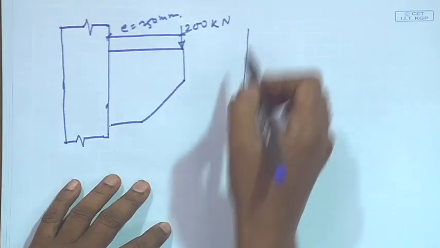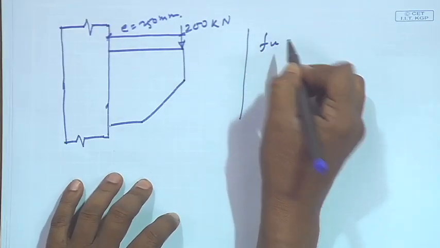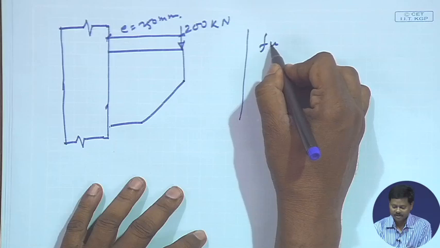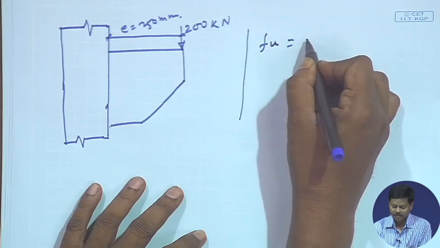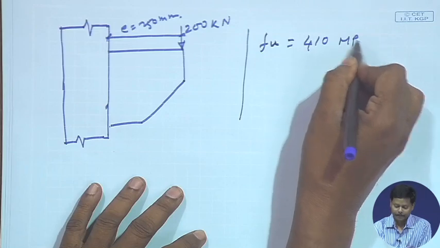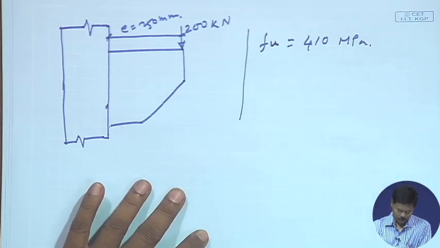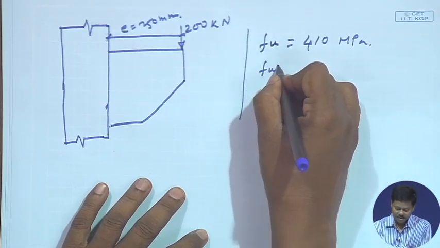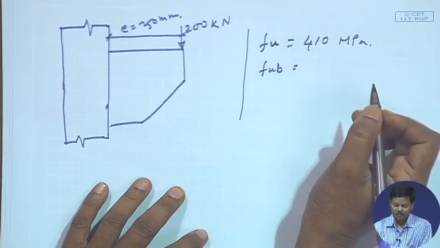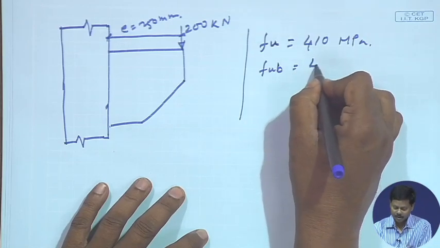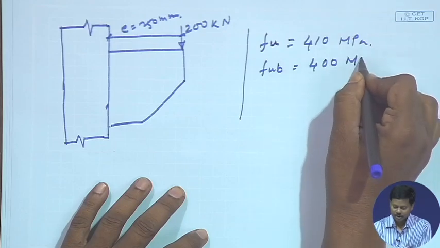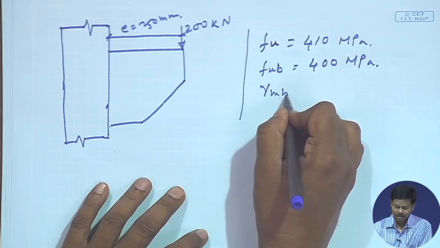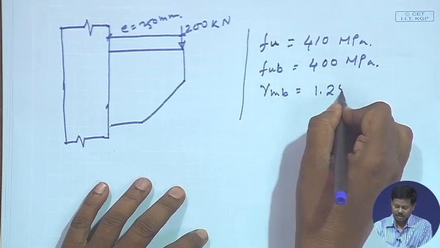Here it has been told that the grade of steel is Fe 410, that means the ultimate strength of the steel plate will be Fu equal to 410 MPa. Similarly, FUB, the ultimate strength of bolt, as 4.6 grade bolt is used, FUB will be equal to 400 MPa. These are given, and we also know the partial safety factor for bolt, gamma MB, which will be required for calculation of strength, that is 1.25.